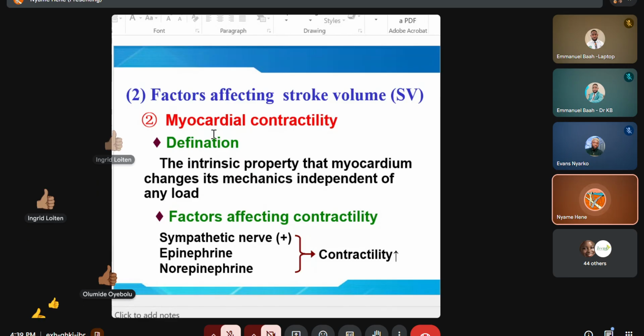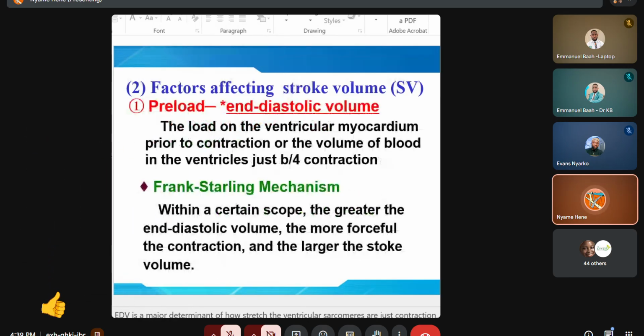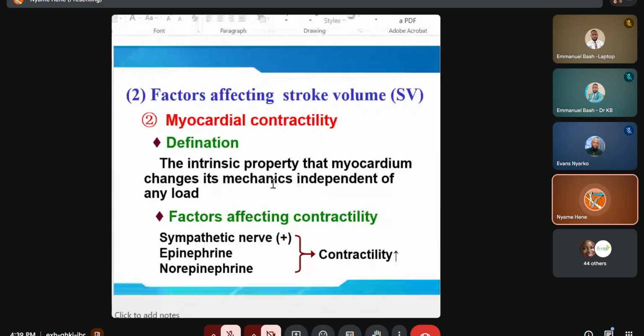Okay. So we are still on the factors affecting stroke volume. Preload, now we know about preload: the amount that is filling. Now the next one is the myocardial contractility. So the intrinsic property of myocardium changes its mechanics independent of any load. So, factors affecting contractility.